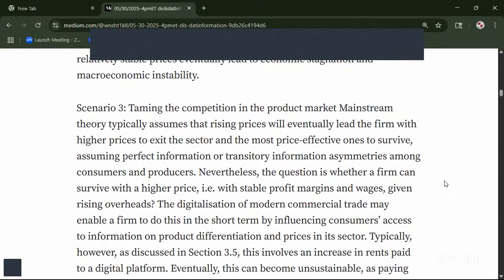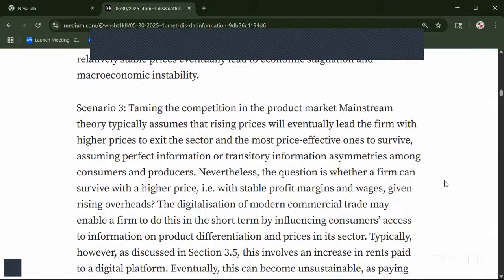Scenario 3, taming the competition in the product market. Mainstream theory typically assumes that rising prices will eventually lead the firm with higher prices to exit the sector and the most price-effective ones to survive, assuming perfect information or transitory information asymmetries among consumers and producers. Nevertheless, the question is whether a firm can survive with a higher price, i.e., with stable profit margins and wages given the rising overheads. The digitalization of modern commercial trade may enable a firm to do this in the short term by influencing consumers' access to information on product differentiation and prices in its sector.